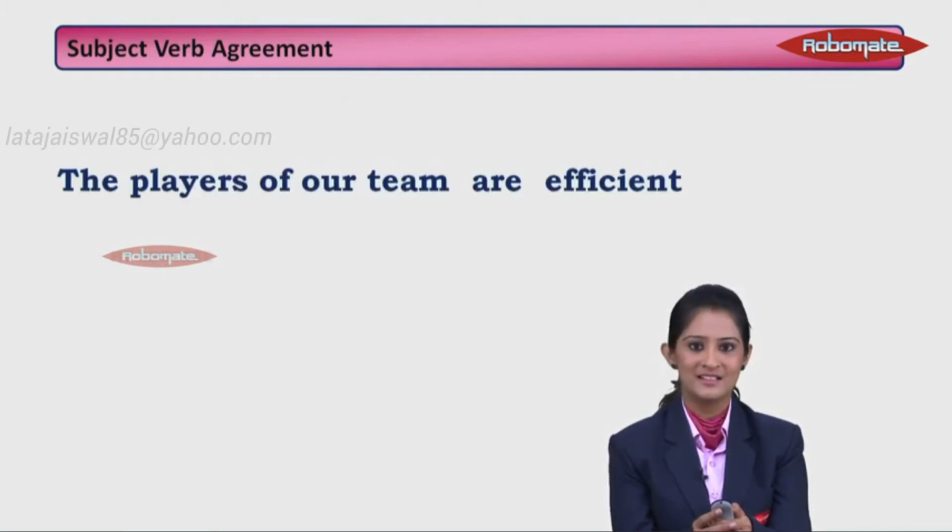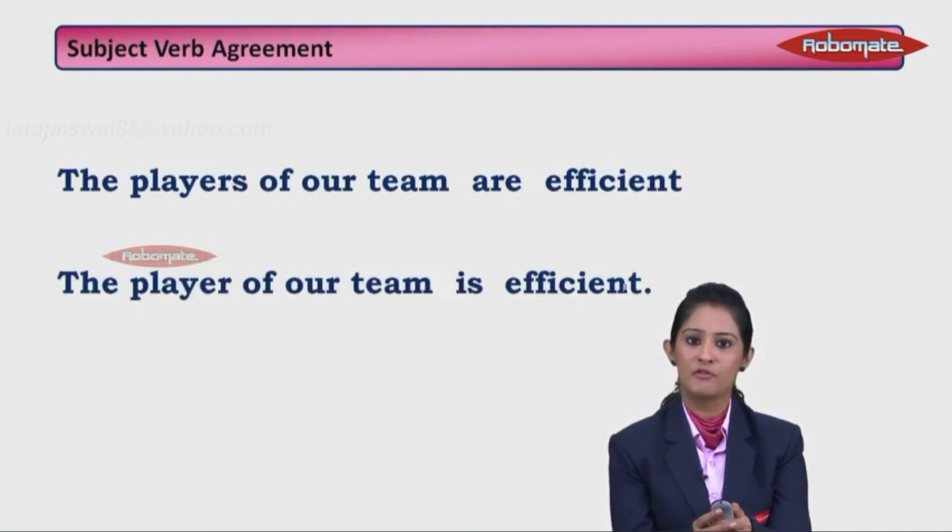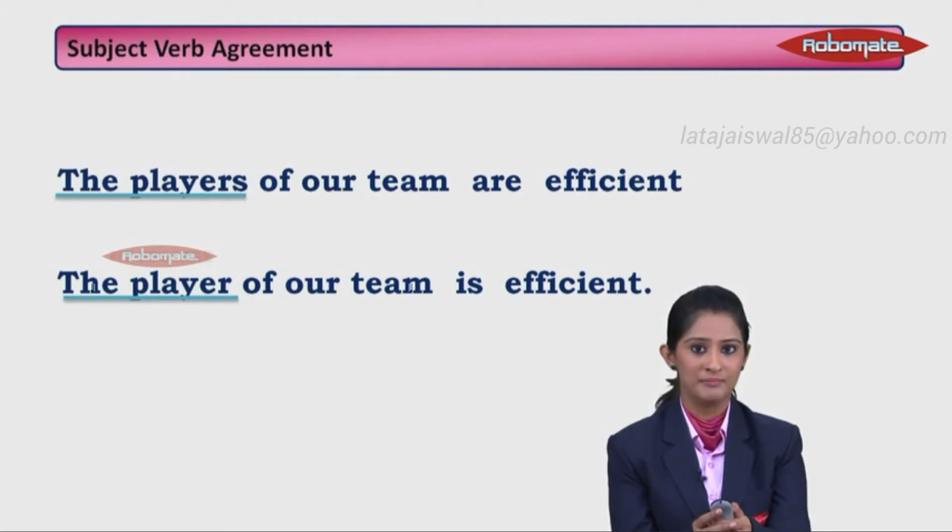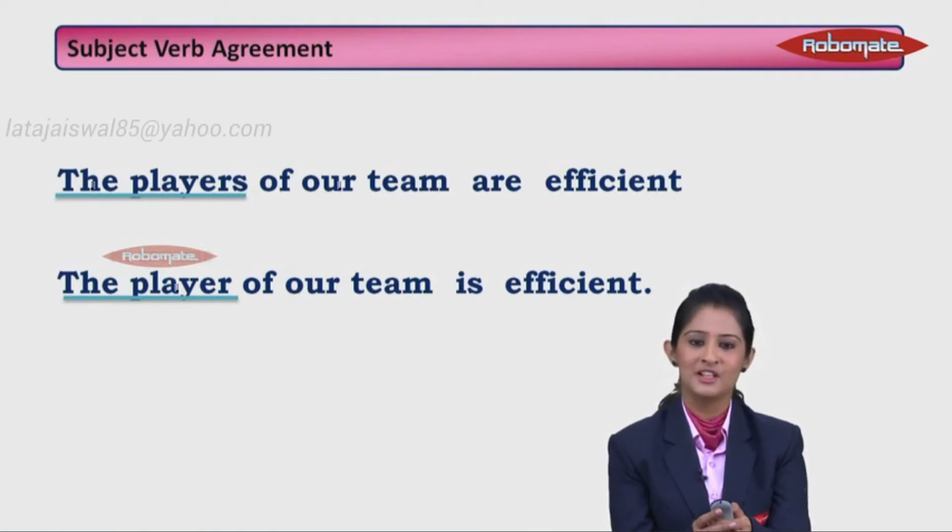Let us look at this example. The players of our team are efficient. The player of our team is efficient. Now if I ask you, which is the subject in the sentence? Yes, the words are the players and the player. You may be wondering, why not the word team? It is because we are talking about the players. The word efficient describes the word players. And in the second sentence, the word efficient describes the word the player. So now, which is the verb in the sentence? In the first sentence, it is are, and in the second sentence, it is is.